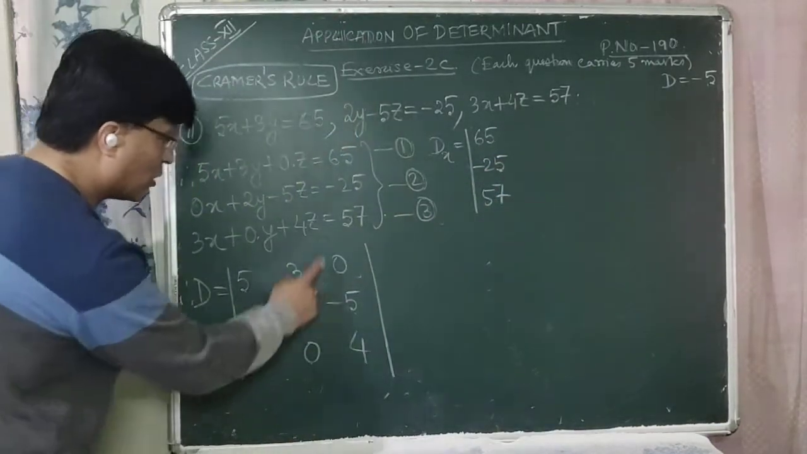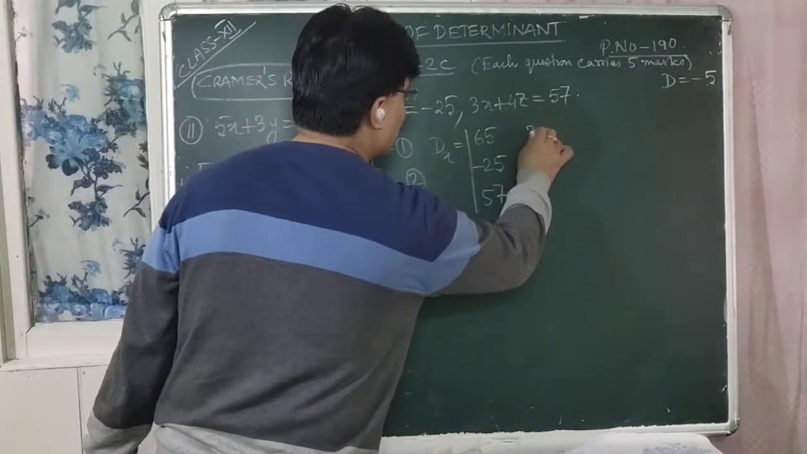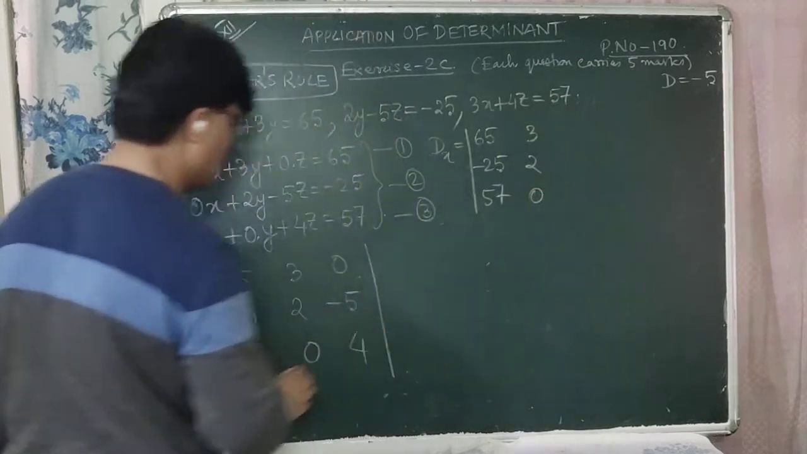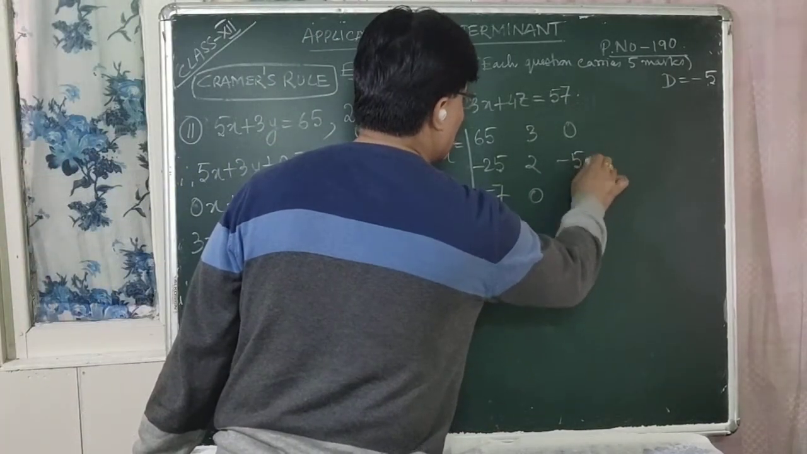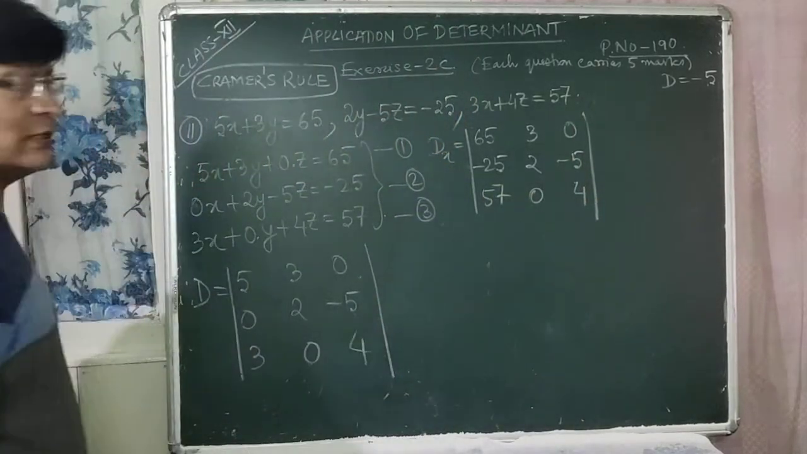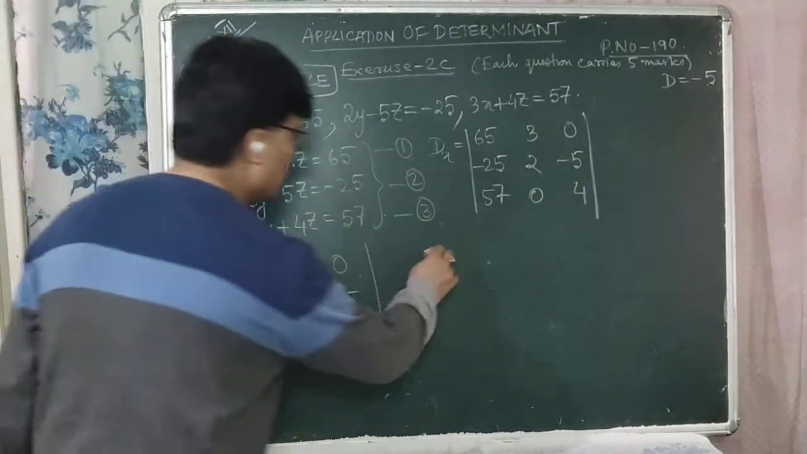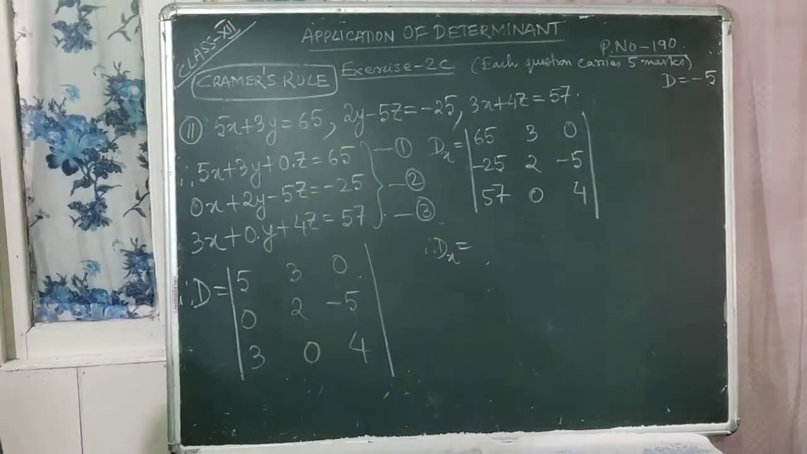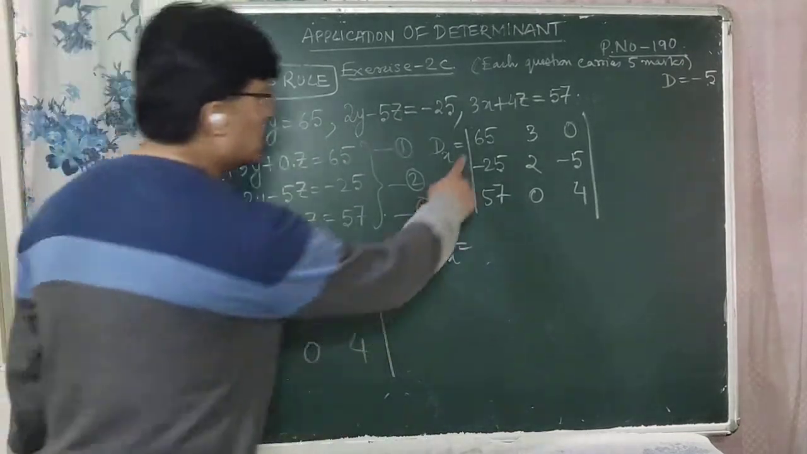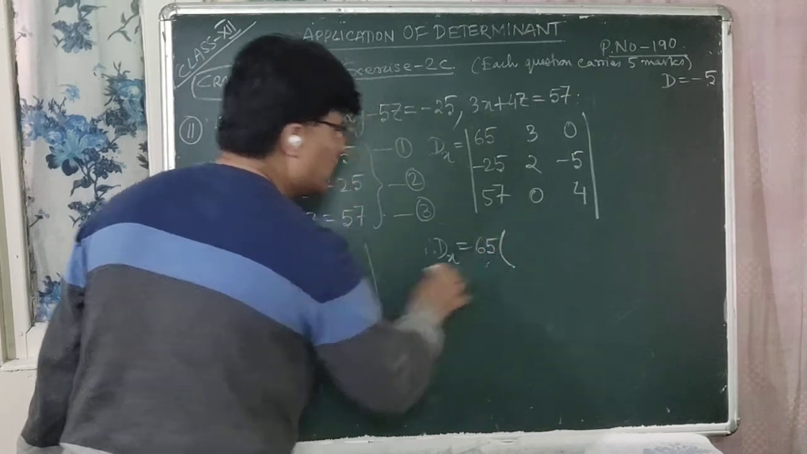Now the second column and third column remain the same. That is 3, 2, 0. What is the third column? 0, minus 5, 4. Is that clear now? So let us expand it now. Therefore, dx is equal to, let us expand with respect to the first row again. That is plus minus plus, right? So it is 65 within bracket.